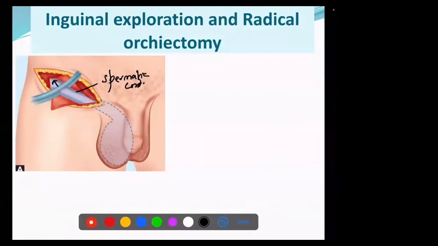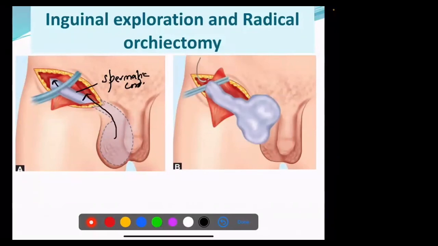Once you clamp it, you bring the testis out through the inguinal incision, like this one, not through the scrotum. Once you bring it out, you cut it and send it to the pathology lab for histopathological examination, and you stitch and close it. This is known as inguinal radical orchiectomy or orchidectomy.